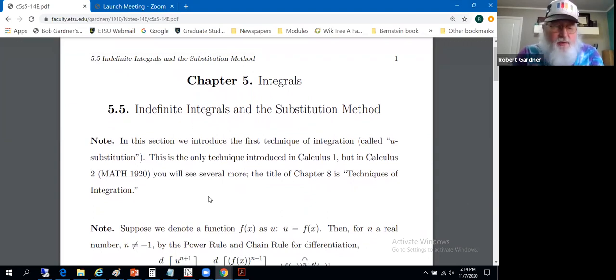In Calculus 2, you'll have a bunch of different techniques of integration. The title of chapter 8 in the book is Techniques of Integration, so there's lots more to follow. This is a very useful technique and not that complicated a technique, and it's really based on the chain rule and dealing with the chain rule backwards.